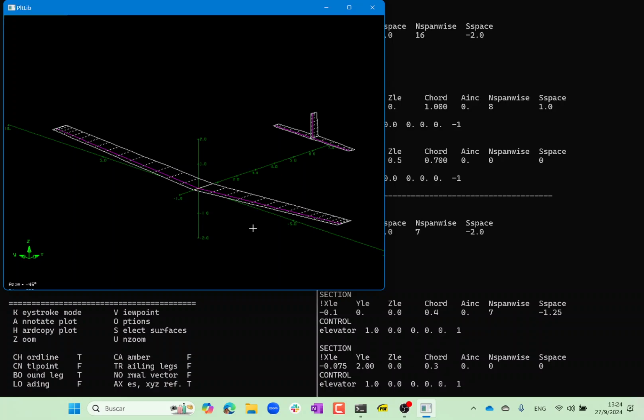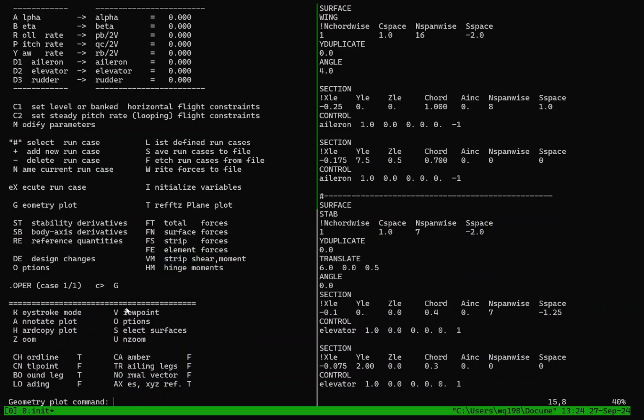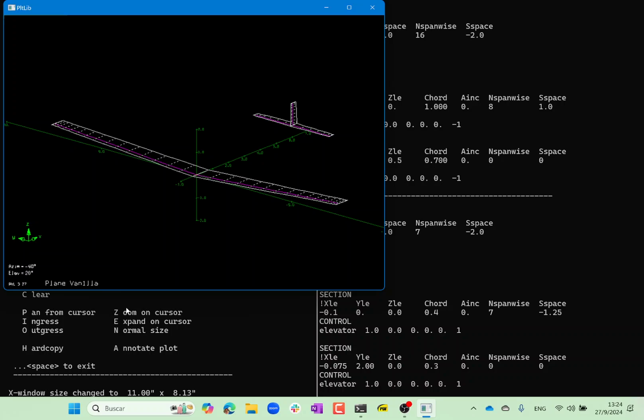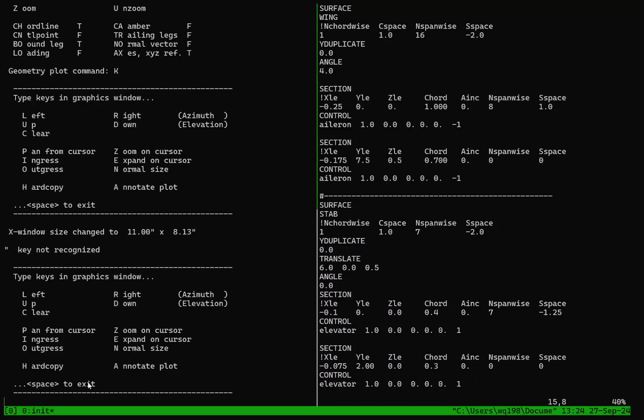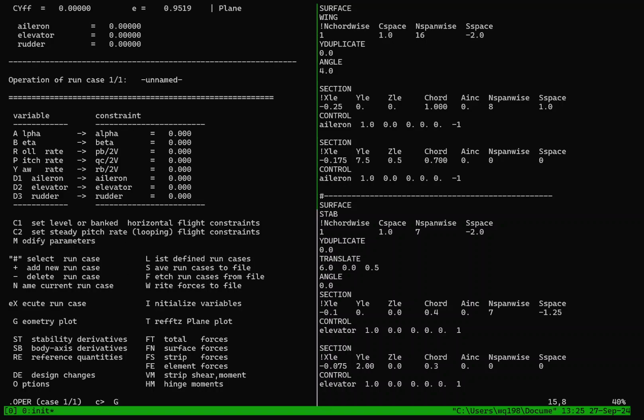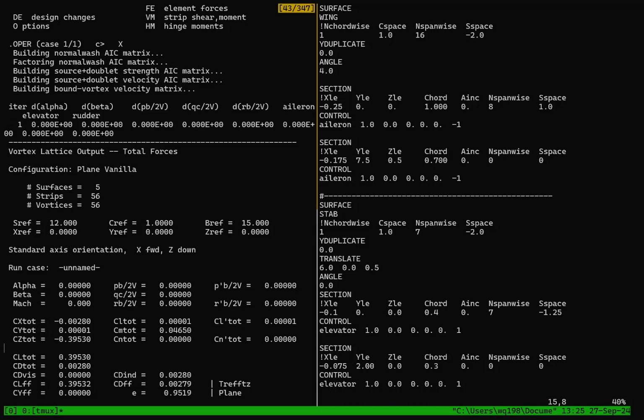Yeah. And as you can see, if you go to keystroke mode, you can go left and right and look at this thing differently, and type space to exit. Okay, so that's a very old-fashioned way of GUI. All right, so when we start to run things, type X. So X actually executes the lifting line theory in this case, or vortex lattice method in general, and computes things. By default, it is computing the scenario where the angle of attack is equal to zero and there is zero deflection in all the control surfaces.